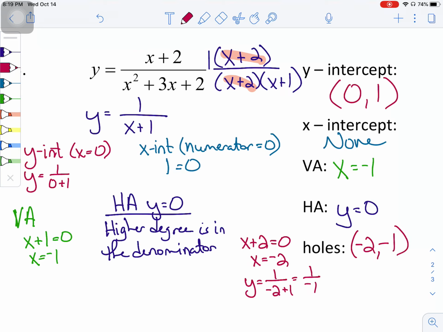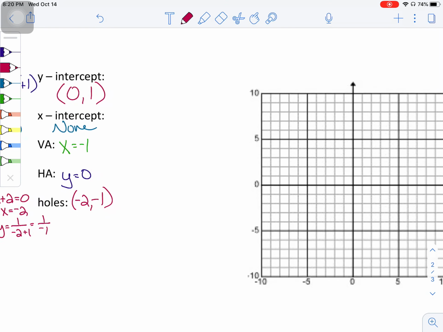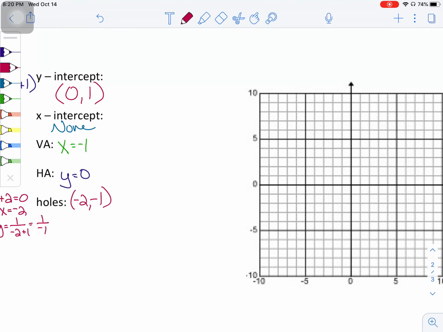Okay, so we've got all this information. I am going to go ahead and put it on my graph. Okay, so let's see. Y-intercept is (0, 1). X-intercept is none, so obviously there's nothing to draw there.